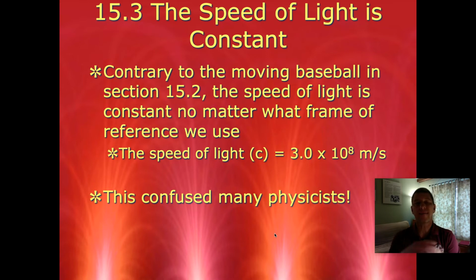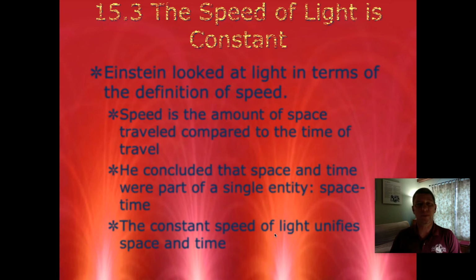Now, the fact that the speed of light is constant no matter what the frame of reference confused many physicists for a long, long time. And it wasn't until Einstein published his theory of special relativity in 1905 that physicists really started to understand this. So let's have a look at Einstein's thinking.